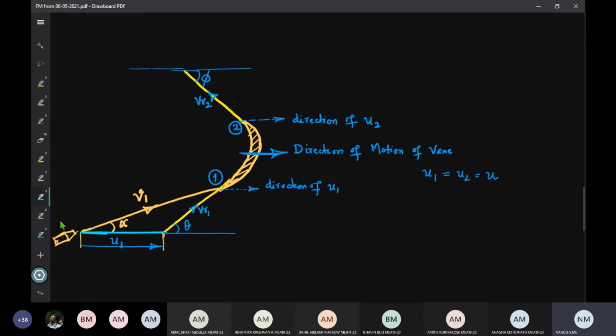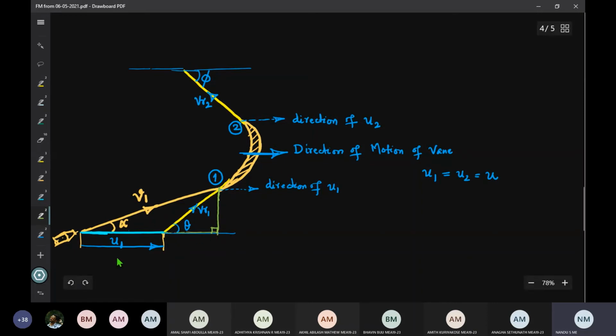Take two components of V1, one along U1 and one perpendicular to U1. For that I am completing the right triangle. Please take a note of it. I'll drop a vertical from the tip 1 to the reference, which is horizontal in this case, and this angle is 90.